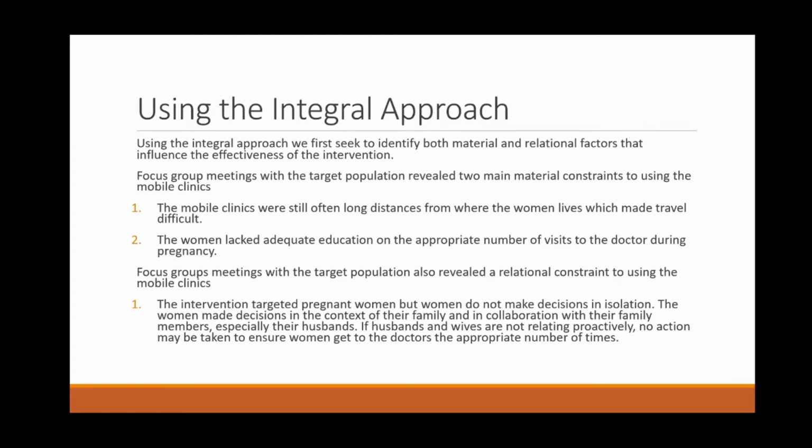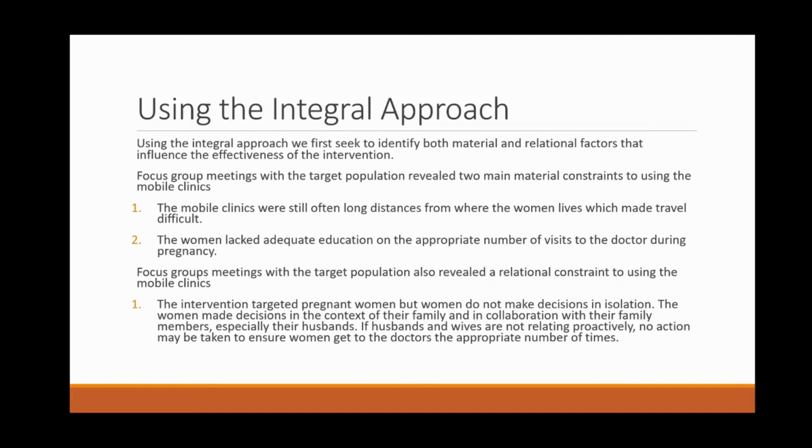Okay, so just to make this clear, these women are not making decisions in radical isolation. Their decisions are made in collaboration with and with respect to other members of their family. Now, if the members of their family are not acting proactively and participatory, there might be a failure to utilize the doctors.